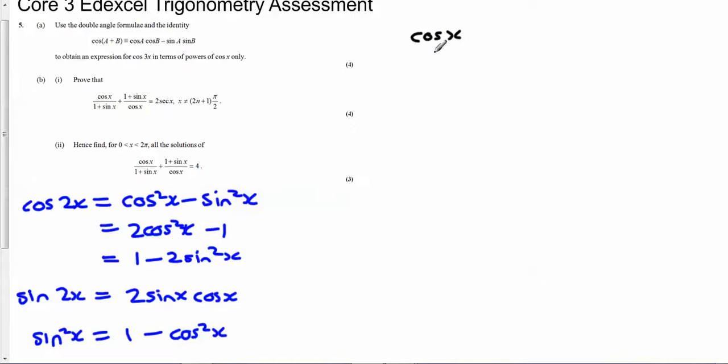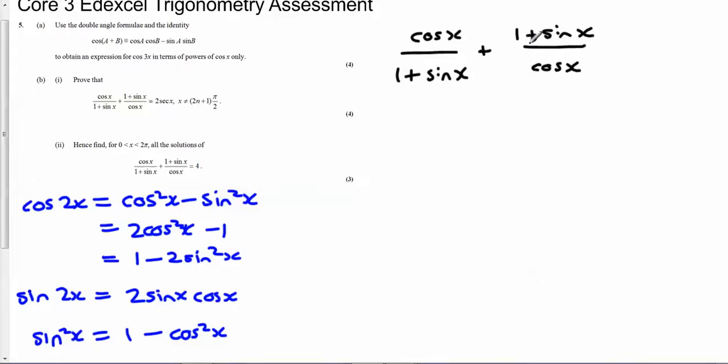The most obvious approach to go for is that we've got two fractions that are being added together, so why not treat them like two fractions that are being added together and give them a common denominator. To do that, we're just going to have to multiply the two denominators we've got. So the common denominator is going to be cos x multiplied by 1 plus sine x.